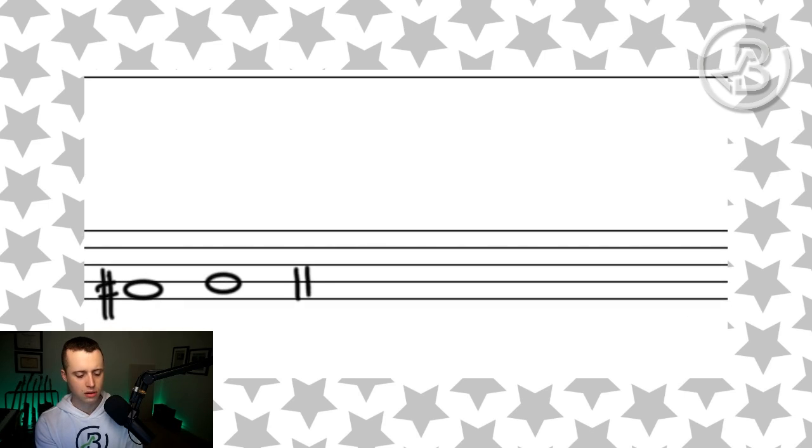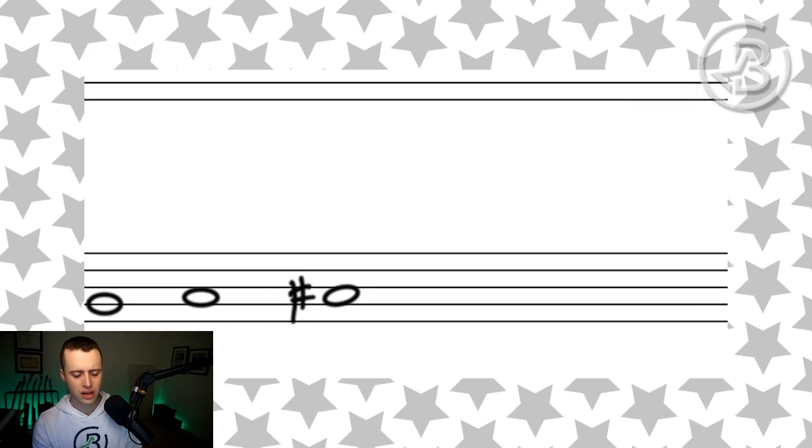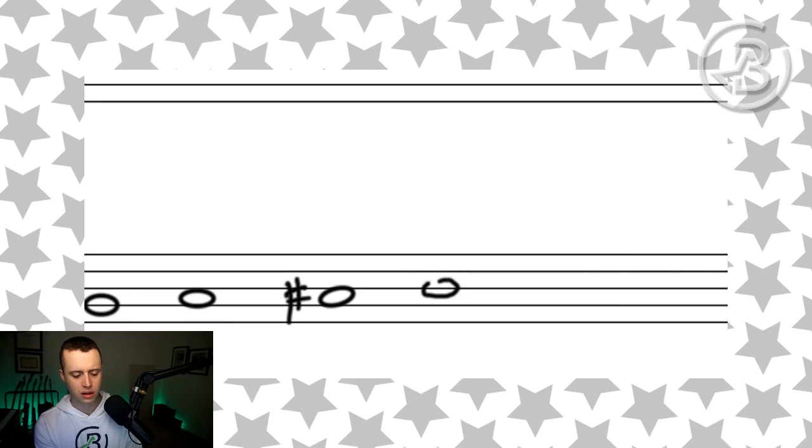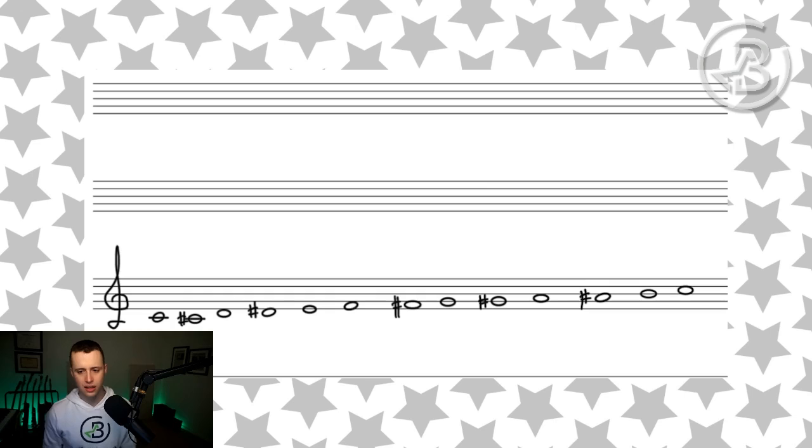From G to G sharp. From G sharp to A. From A to A sharp. From A sharp to B. And from B to C. And that's an ascending C chromatic scale from C4 to C5. And if you don't recall from the last lesson, my handwriting is a little messy. You can make yours a lot neater than mine.